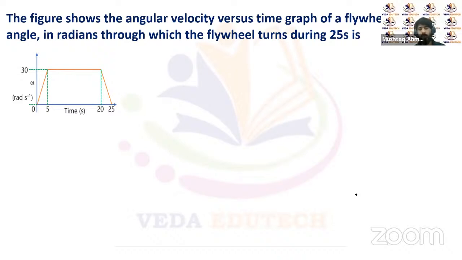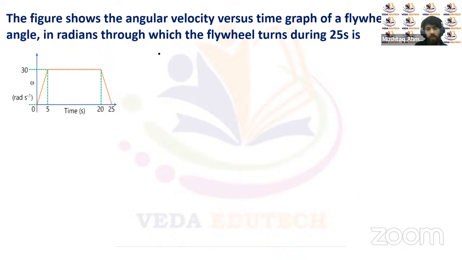Now talking about this question, the figure shows the angular velocity versus time graph of a flywheel. The angle in radians through which the flywheel turns during the first 25 seconds is? So the question is that we have to calculate the angle through which the flywheel will turn during the time t equal to 25 seconds, the total angle turned by this flywheel.